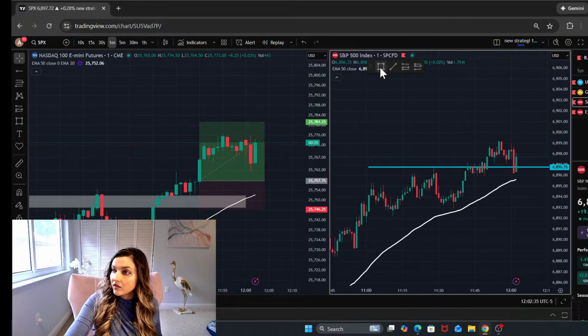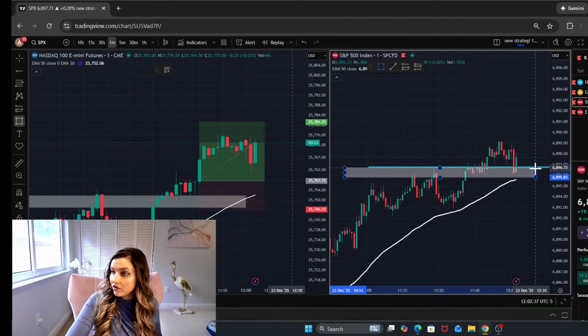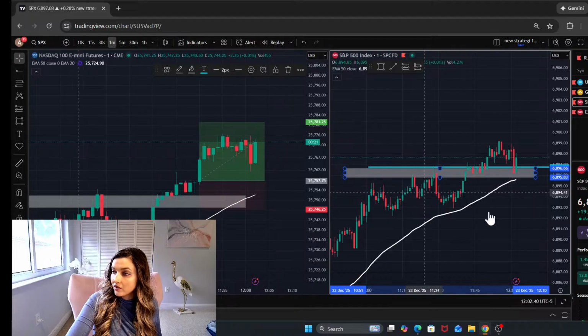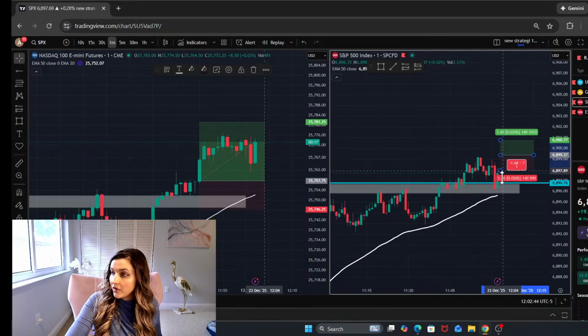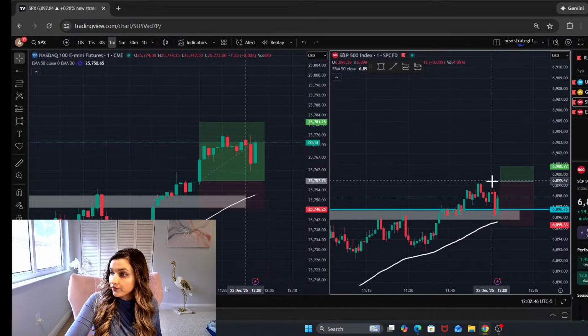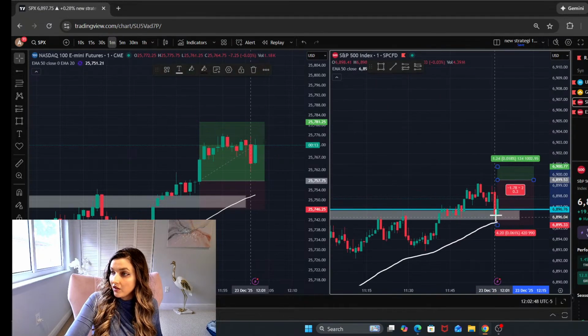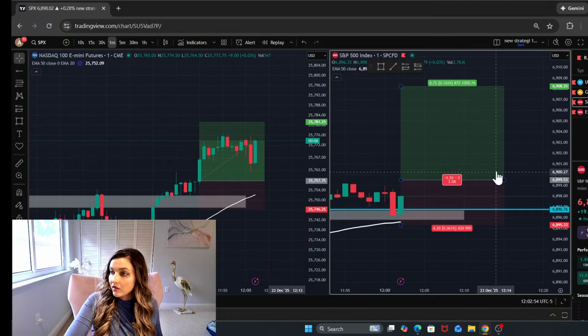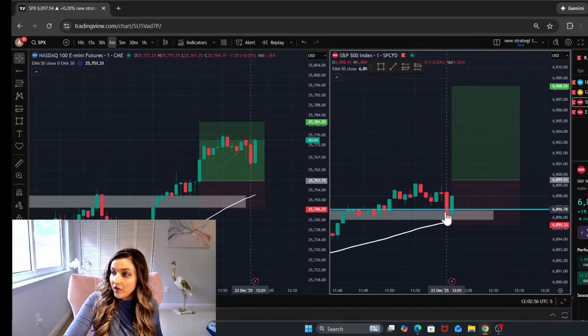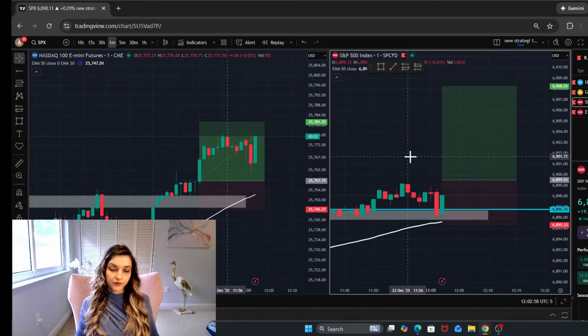Now on ES, I could consider this a retest of this area, right? So let me see. I might take a buy right here. Let me see this candle to consider a retest. I need this candle to be bigger than this red candle.